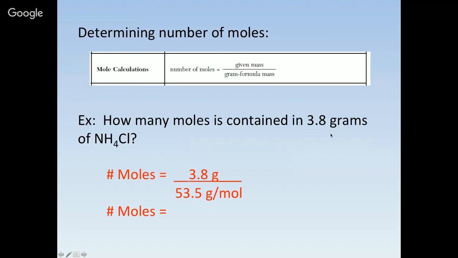So we get the 3.8 from the equation. Then the given mass is what they give us. And then we just have to divide them. And when you divide them, it should come out to 0.07 moles. So I know a bunch of you put that, so that's great.